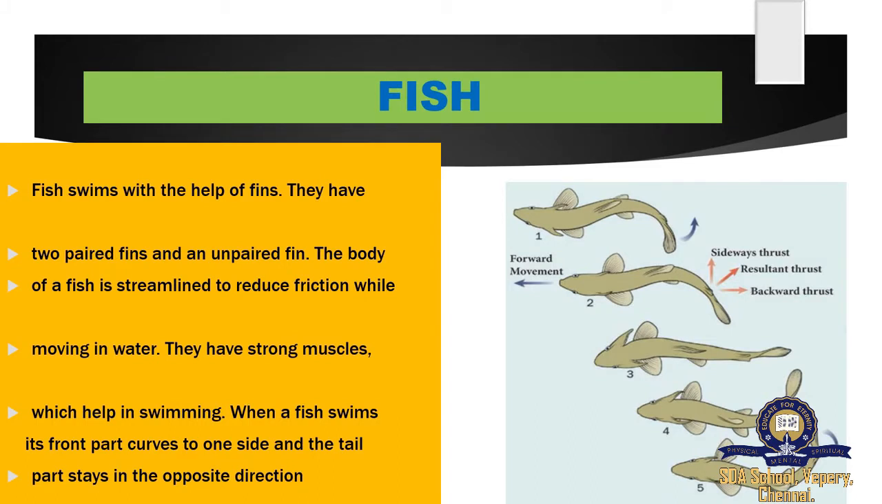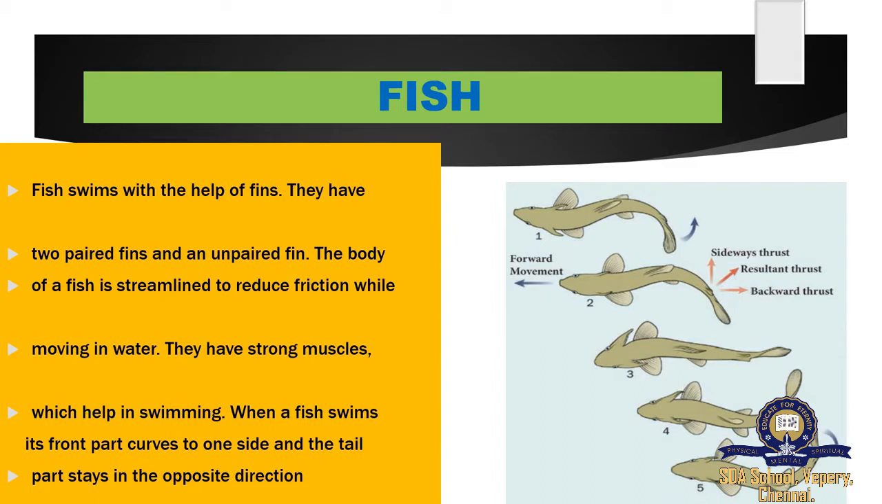Now we are going to see the movements in fish. Fish swim with the help of the fins. They have two paired fins and unpaired fins. They have a fin on both sides. The body of a fish is streamlined to reduce friction. Why does it reduce friction? Because it is in the water, so there is some force on it. So it is reducing the friction while moving in the water. They have strong muscles which help in swimming. So with the help of the muscles only it is swimming.